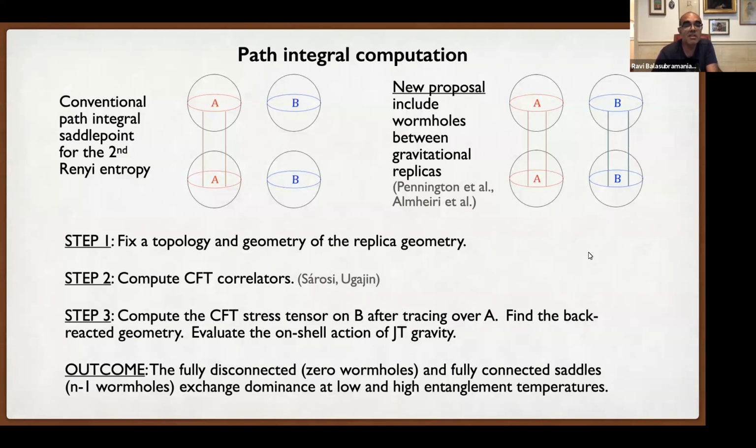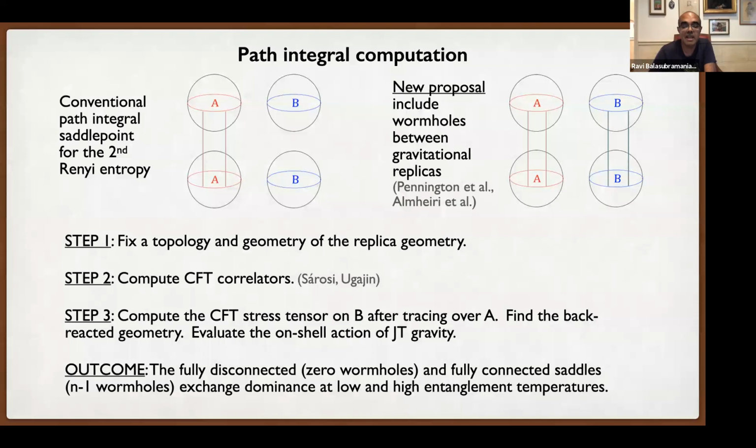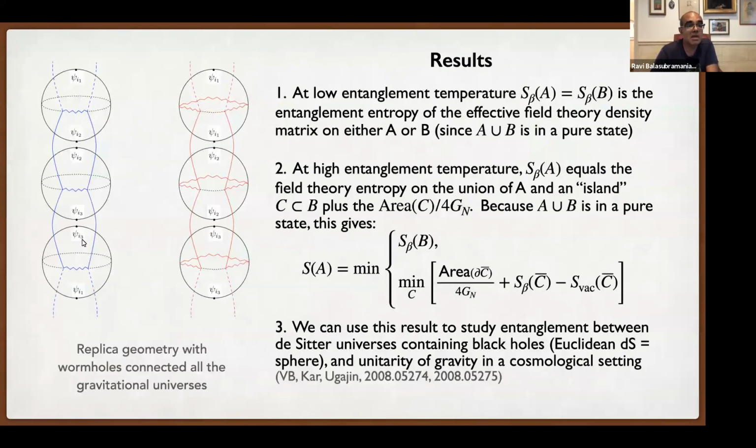So the outcome from this analysis is that the fully disconnected, namely the zero wormhole, and fully connected saddles, that's this one, exchange dominance at low and high entanglement temperatures. By entanglement temperature, I mean, notice I set the entanglement up with an e to the minus beta EI. So the beta controls entanglement temperature, the amount of entanglement. So here's an example using a replica geometry with wormholes connecting all of these things. And at the end of the day, if you work this out explicitly, you will find an island-like formula for these kinds of disjoint universes.